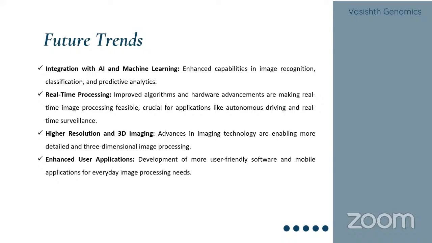Future trends: integration with AI and machine learning, enhanced capabilities in image recognition, classification, and predictive analytics. Real-time processing, improved algorithms and hardware advancement are making real-time image processing feasible. They are crucial for applications like autonomous driving, real-time surveillance, and in high resolution and 3D imaging. Advances in imaging techniques have enabled more detailed and three-dimensional image processing. You have the development of more user-friendly software and mobile applications for everyday image processing needs.